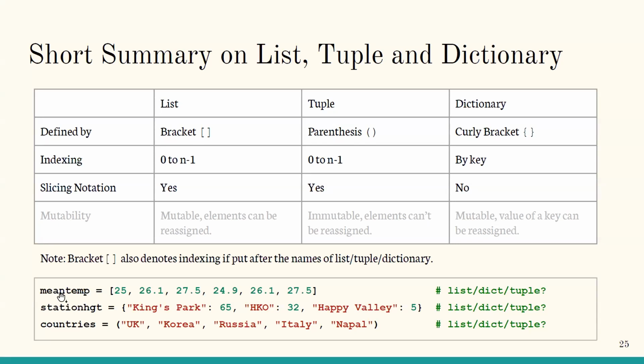So my question to you is whether the following 3 are list, dictionary, or tuple. Of course, the first one is list, right? You have seen it many times. And the second one is station height. So for different weather stations in here, they might have different heights, right? This one, the second one, is dictionary, right? And the last one is tuple. So you can judge different types coming from the shape of your brackets, right? Square bracket, round bracket, and curly bracket.